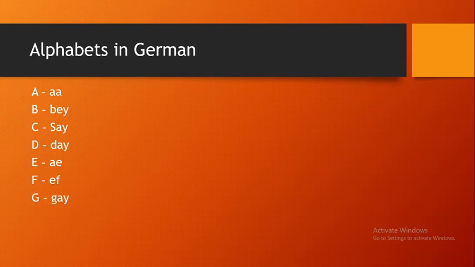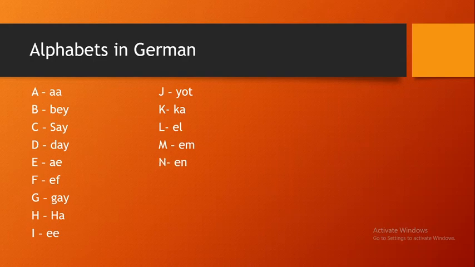G as "gay". So you will not pronounce the alphabet G as "gee", but as "gay". H as "hah". I as "ee". J as "yot". K as "kah". L as "ell". M as "emm". So it's the same in English and in German.